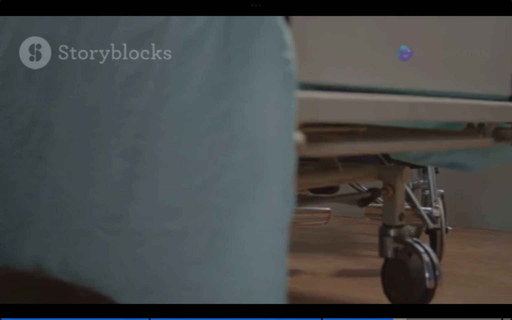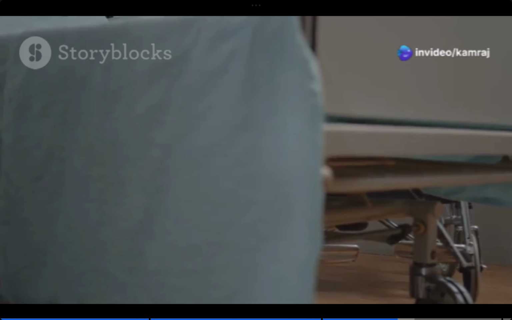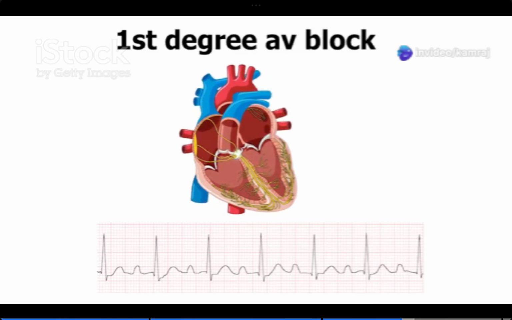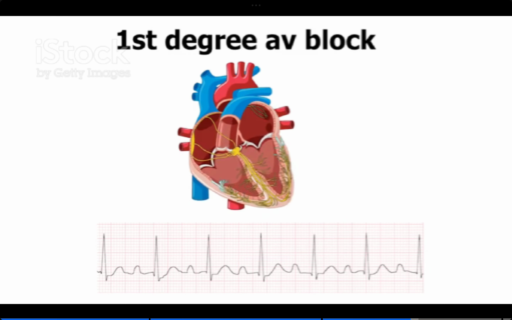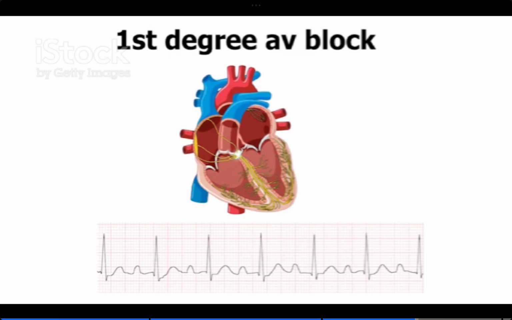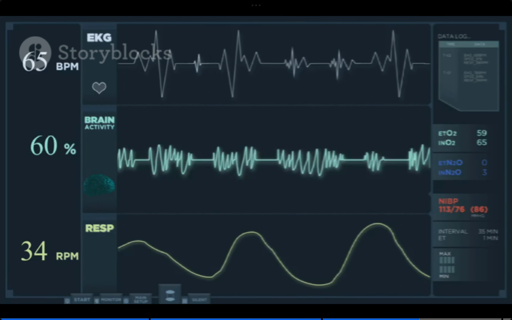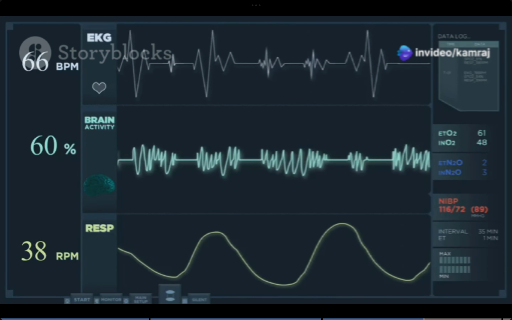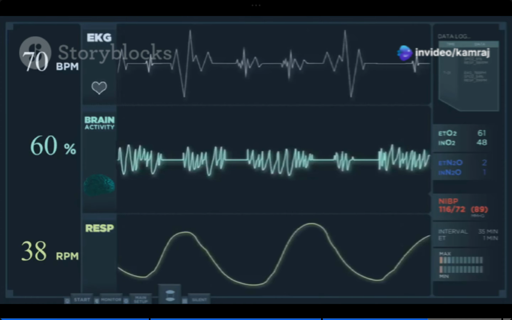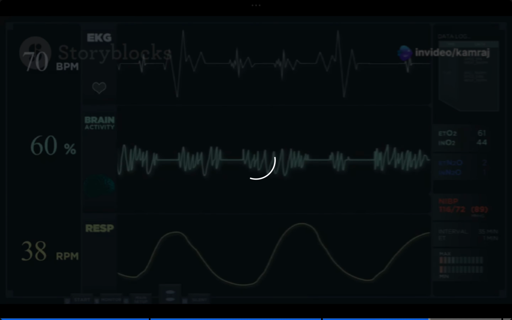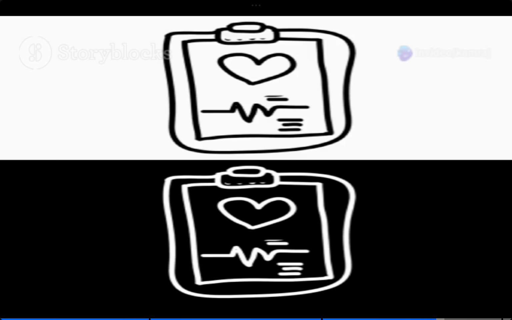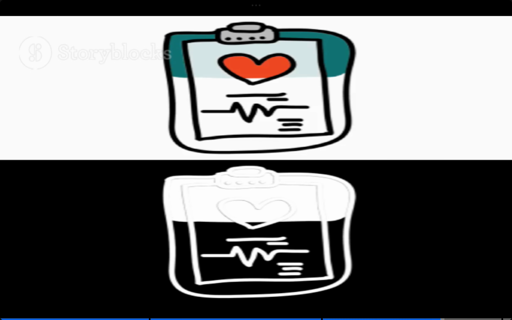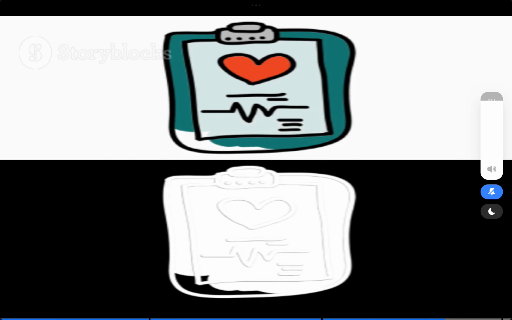From the SA node, the impulse spreads through the atria, causing them to contract. The impulse then reaches the atrioventricular (AV) node, a relay station between the atria and the ventricles. The AV node delays the electrical signal briefly, allowing the ventricles to fill completely with blood before they contract. After passing through the AV node, the impulse travels down the bundle of His, a pathway that divides into the left and right bundle branches.